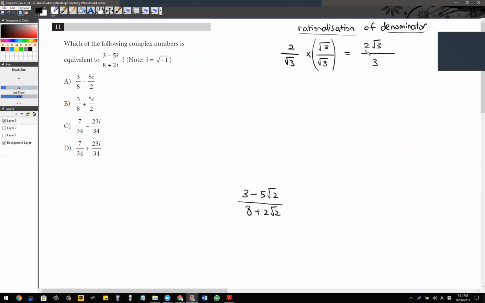So that's done. This is the same thing as this one here. Okay, if you have 1 over root 5, can you rationalize this?